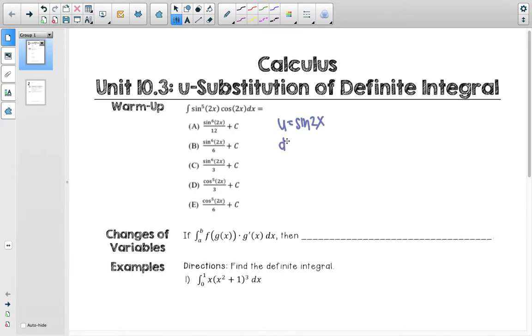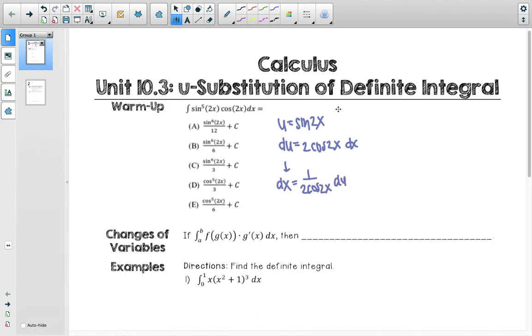And then you're going to take du, and you're going to derive it. And then you have to do the chain rule. So you derive the sine, which is cosine of 2x. And then the derivative of the 2x is just 2. So I'm going to write it here. And then we got to solve for dx, which would give us 1 over 2 cosine of 2x du. And then we plug it into here.